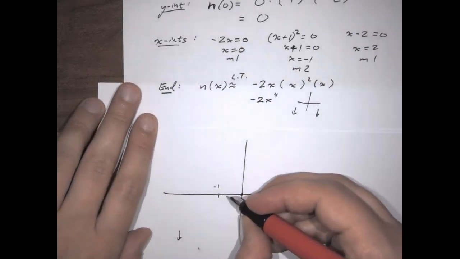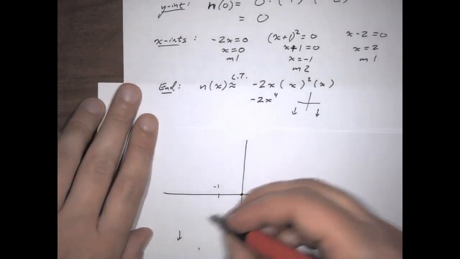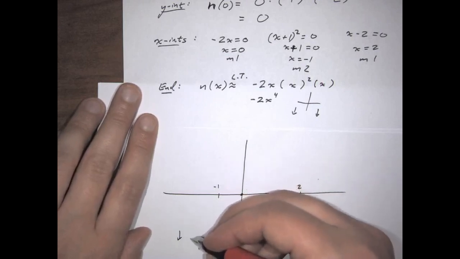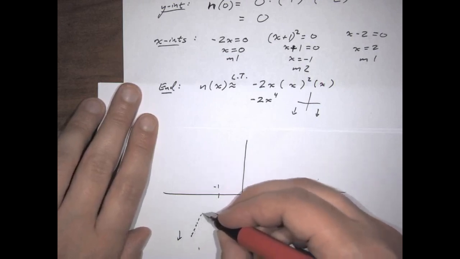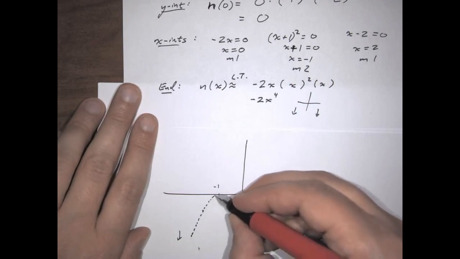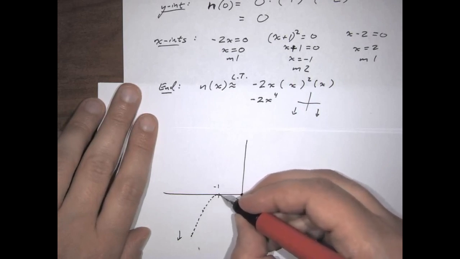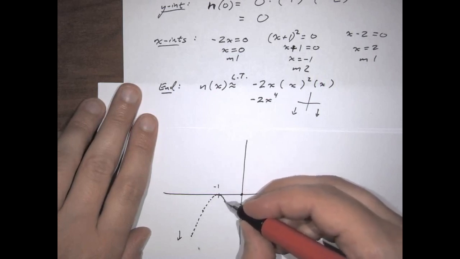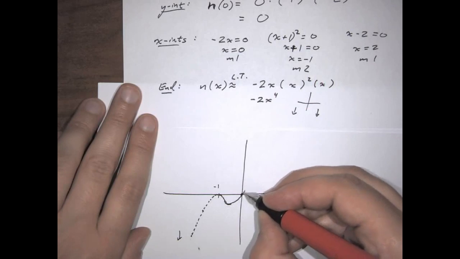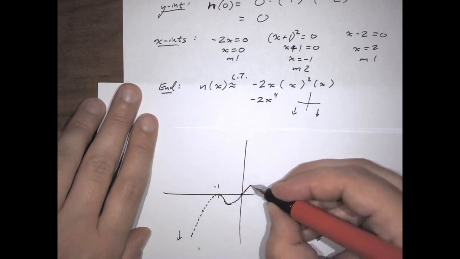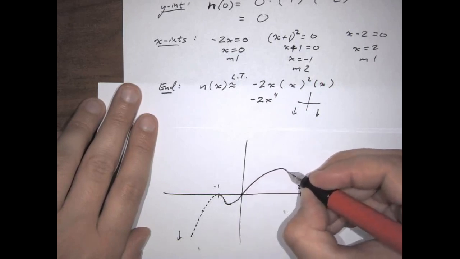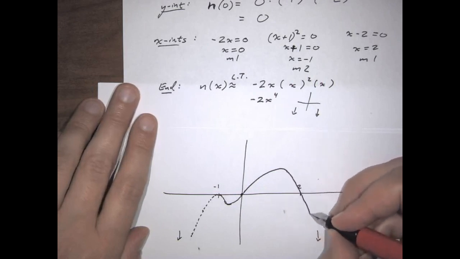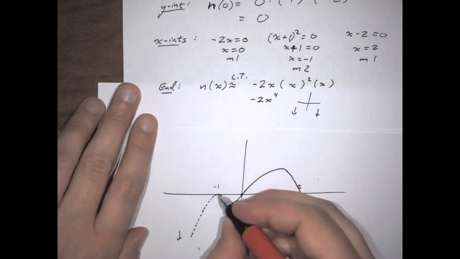We know this one has a multiplicity of 2. This one has a multiplicity of 1. That one has a multiplicity of 1. So what that means is that as it comes up to this one, it bounces off looking kind of like a parabola. And then it does a little dip, and then goes down and up, and it goes through there, and then it ends up going down that way.